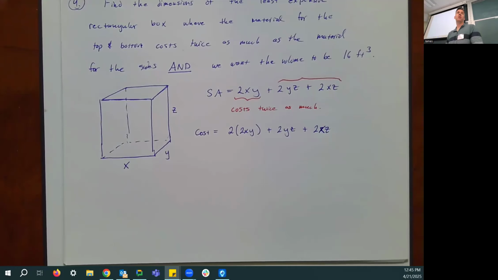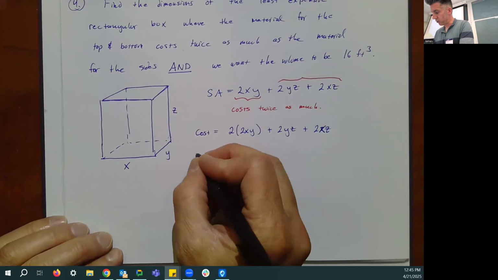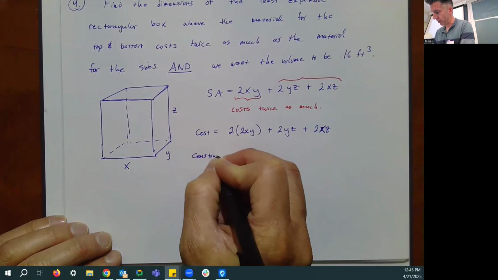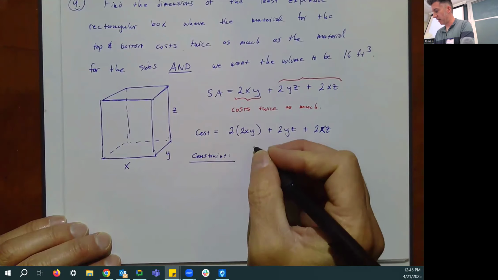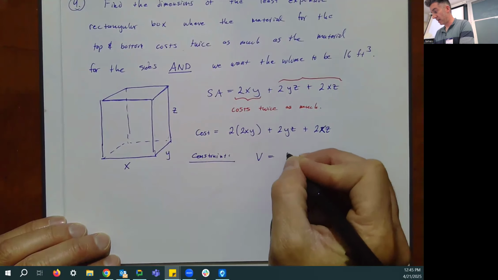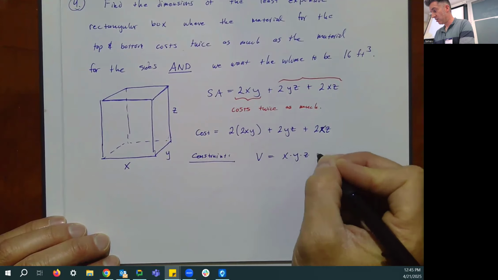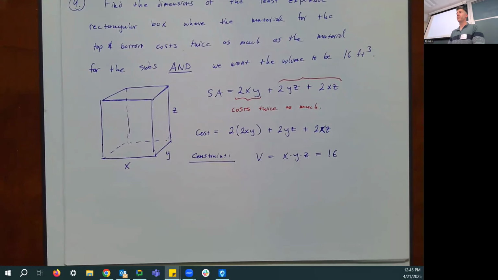As usual, the thing we're trying to minimize has more variables than we know how to deal with. So we have to have a constraint. Our constraint, which will make it look different than the cost, is that the volume, which is x times y times z, we want that to be equal to 16. Then we do the typical thing.